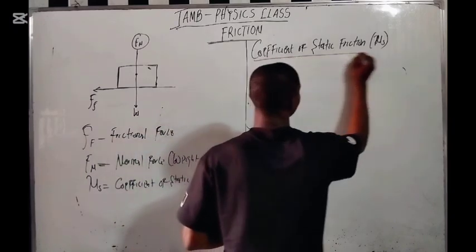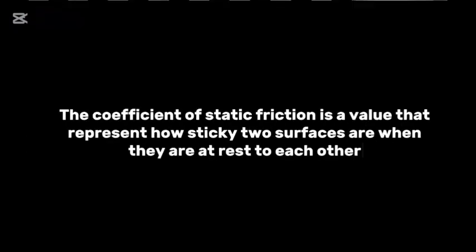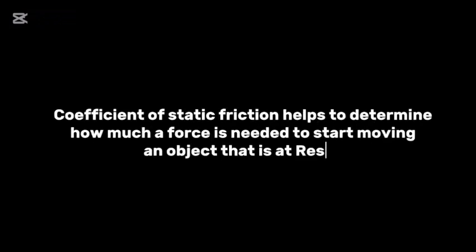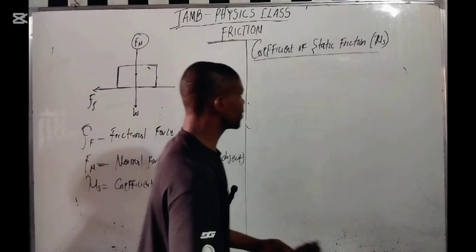So what is coefficient of static friction? Coefficient of static friction is a value that represents how sticky two surfaces are when they are at rest to each other. Coefficient of static friction helps to determine how much force is needed to start moving an object that is at rest.